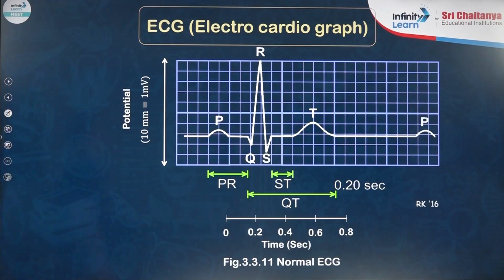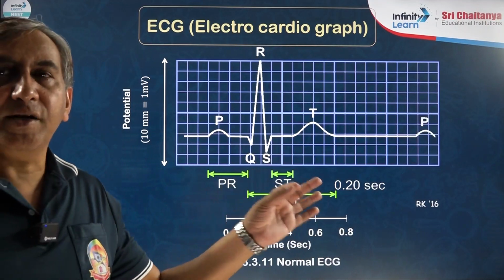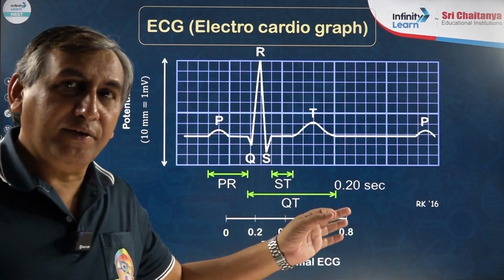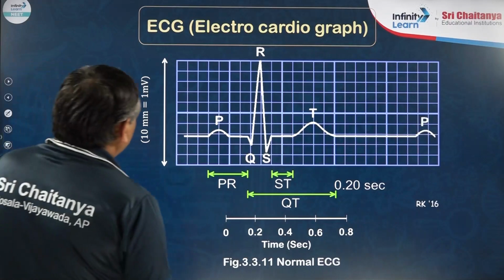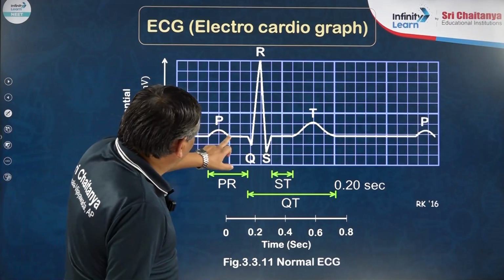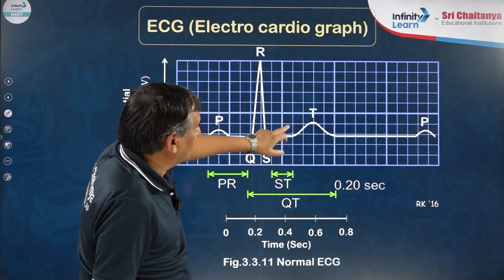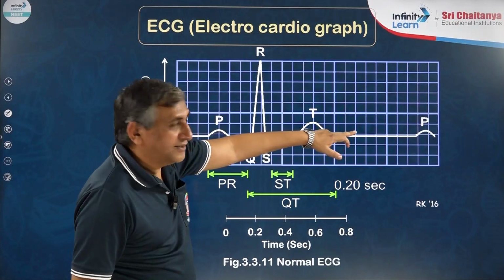Again, this representation I have taken from C Chaitanya material. It is not given anywhere. You will find it in our material only. P, Q, R, S, T waves are there. So what is P? What is QRS? What is T?